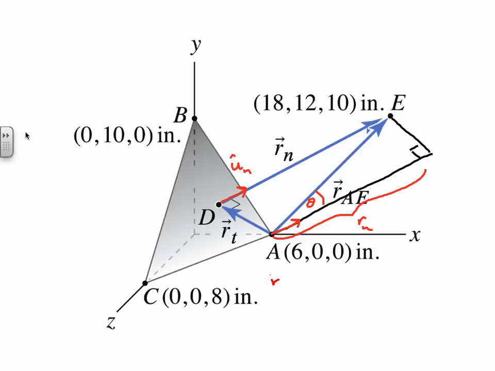Recall that RAE dot UN would by definition be equal to the magnitude of RAE times the magnitude of the unit vector, which is 1, times the cosine of the angle between RAE and UN, which I've labeled theta here. But that is exactly the length of Rn that's sketched above. In fact, this looks remarkably similar to what we did in the previous example in terms of resolving a vector into components normal and tangent to a surface. The only difference now is that we are dealing with relative position vectors instead of relative velocity vectors.